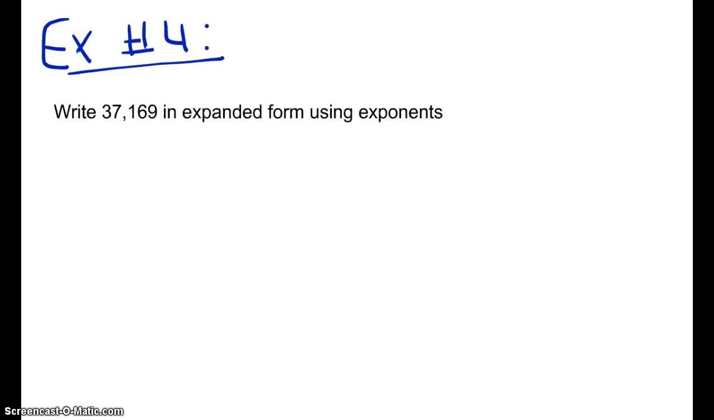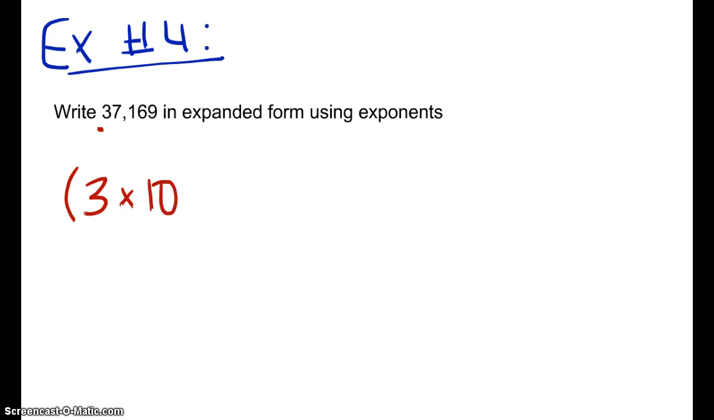Our last example here, this one is a little more tricky, so make sure you're paying attention. Make sure to rewind if you want to rewatch this. So we have the number 37,169, and they want us to write that in expanded form using exponents. So think back to when we did expanded form. You start to the left. My first number is 3, and I'm going to put that in parentheses. 3. Now we're going to be multiplying by powers of 10.